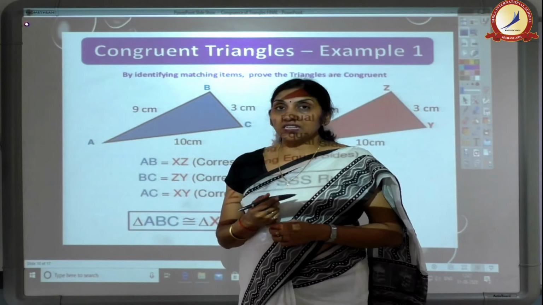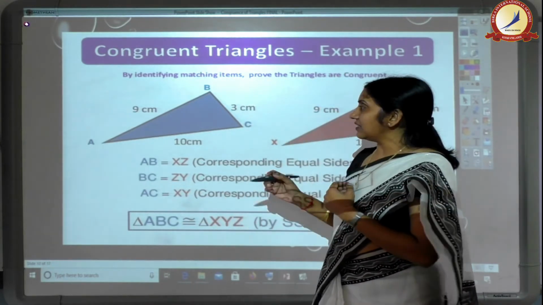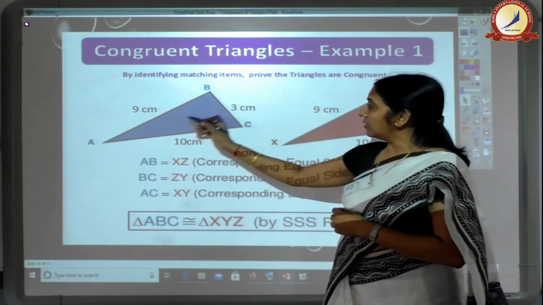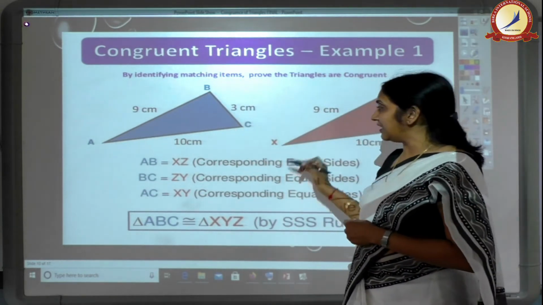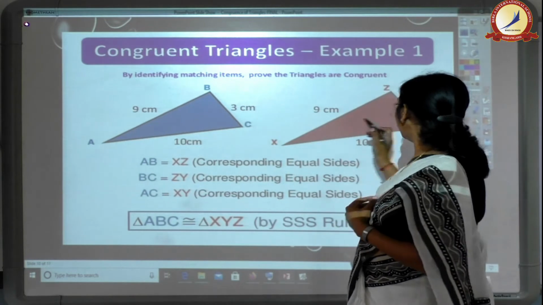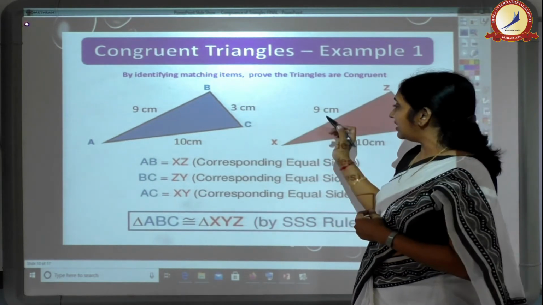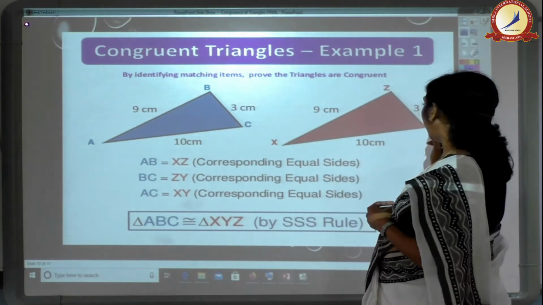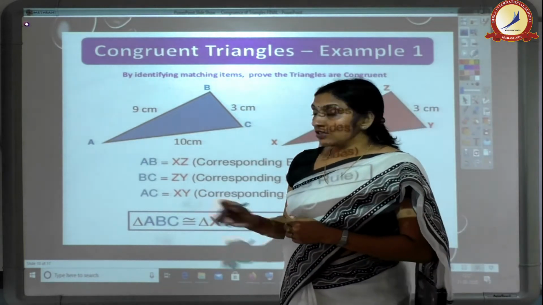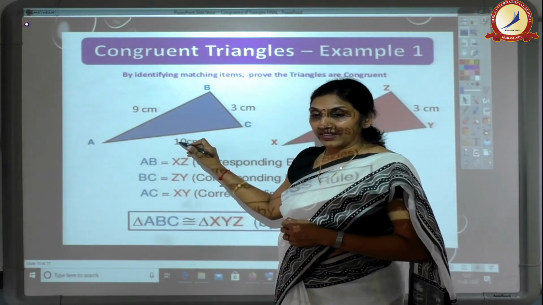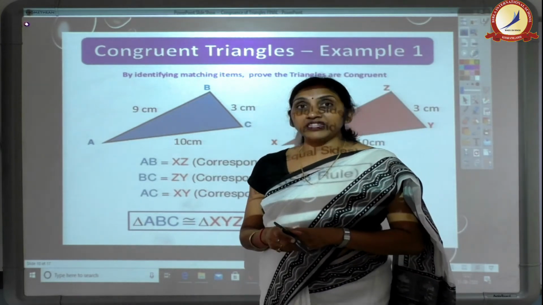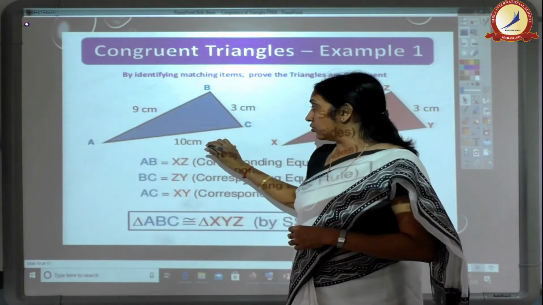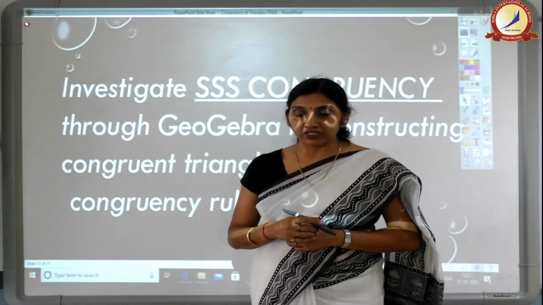Now, let us quickly see this example. These 2 triangles are given with the lengths. If you observe, AB is equal to XZ with 9 cm. Similarly, BC is equal to ZY with 3 cm. AC is equal to XY with 10 cm. So, all the 3 sides of one triangle are equal to all the 3 sides of the other triangle. Hence, we can say that these 2 triangles are congruent by SSS congruency rule.